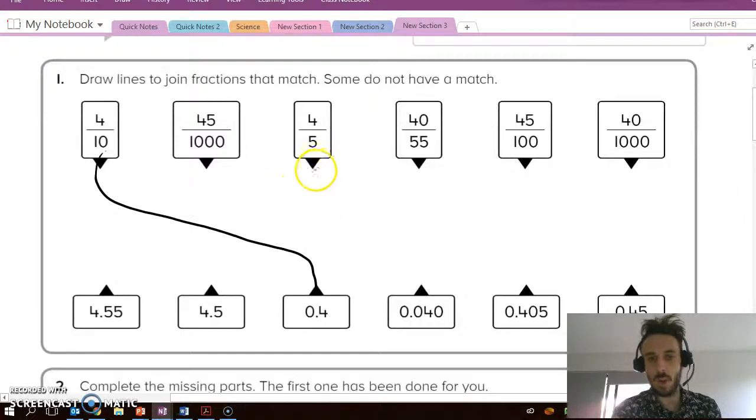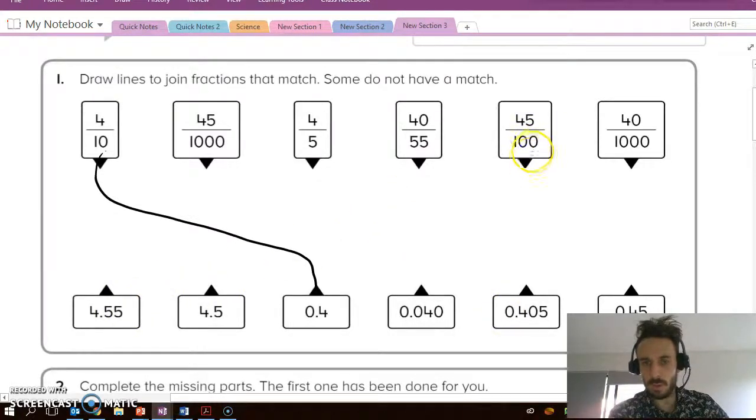This one says 4 over 5. Oh, that's confusing. I feel like people might be tempted to go and join it up over here, but that's not right. 4 over 5 would be 0.8. I can't see that there, so no match there either. This one says 40 over 55. That is immensely confusing. Again, that would be around about 0.8 or something like that. I can't see that there either.